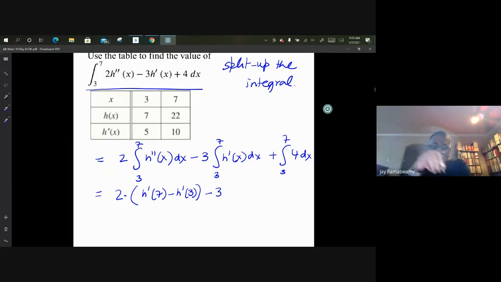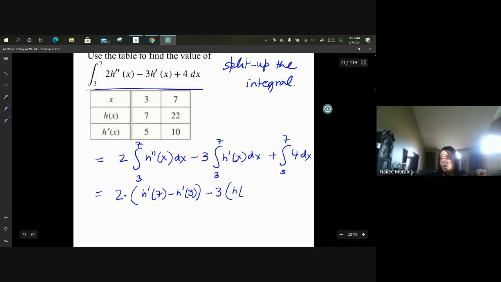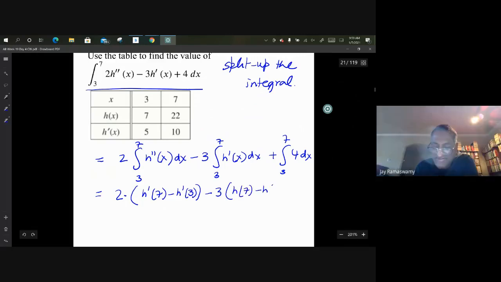Next, I need the 3 to 7 integral of h of x. I do not have an integral of h of x. Therefore, I can write the integral from 3 to 7 of h dash as h of 7 minus h of 3. Is everybody okay there? Net change again. Plus, smart kids, don't get lost. 4 is just a constant. What's the integral of 4? 0.